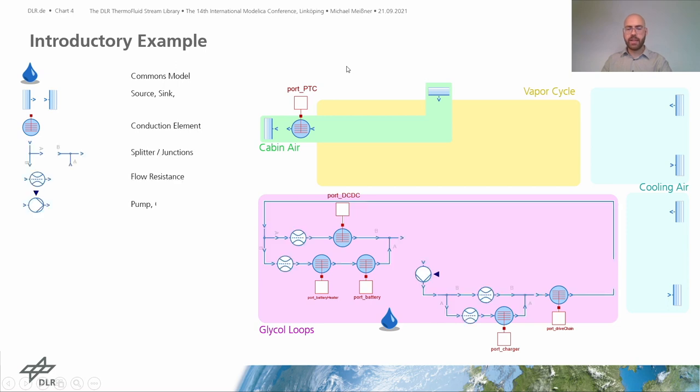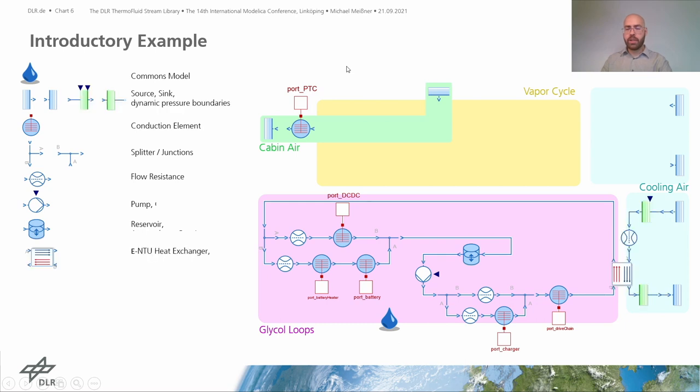With this, we can add a glycol loop around all the electronic components. And because we have to break all of the closed fluid loops with a volume element, we add a reservoir upstream of the pump. We close the glycol loop with a radiator and a cooling airstream.